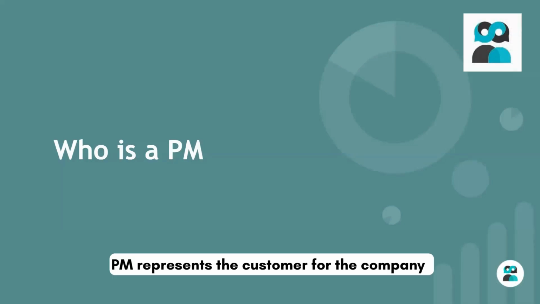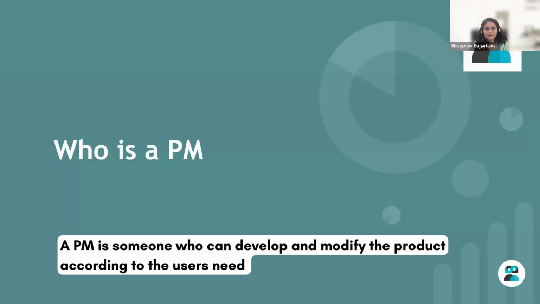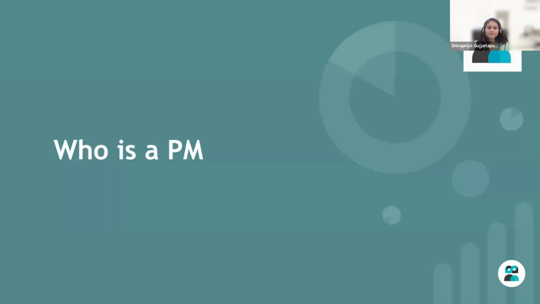I think a PM represents the customer for the company because they understand what user needs are and they can align the product according to the needs of the user. Absolutely. I also see an answer on the chat: Janaki said that a PM is someone who can develop and modify the product according to the user's needs. I hear a lot of user representation in the answers, which is great. I think we can move on from this question.